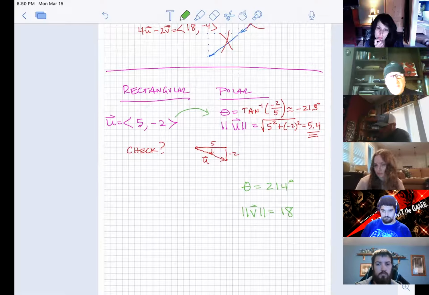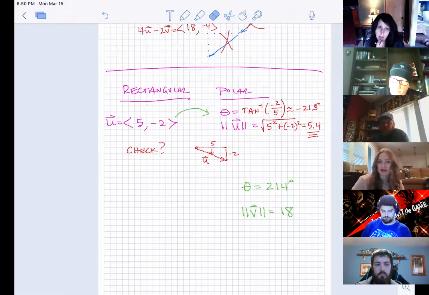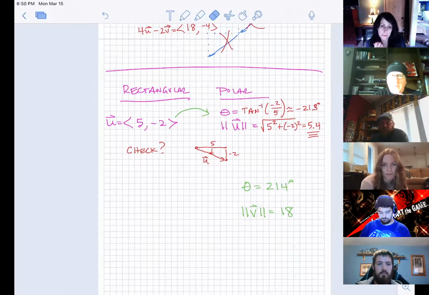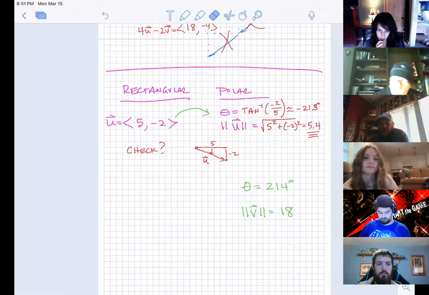So this is what mathematicians call rectangular. When you get there by driving in rectangles, you go right 5 and down 2. And so, awesome. But polar is where you turn 214 degrees. This is what you do when you fly or sail a ship. You turn 214 degrees and then you start going 18 miles. That's polar coordinates. So they all have their place, but can you go the other direction?